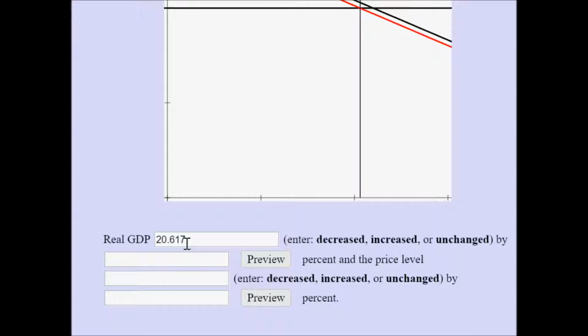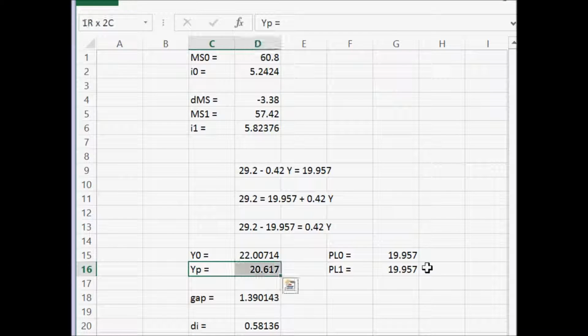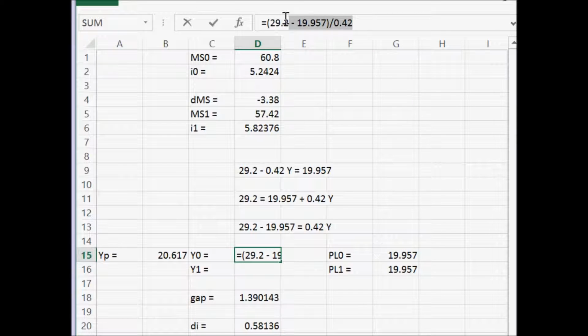Actually, this 20.617 doesn't go here. I need to put it on my spreadsheet, right? So the original price level was the intercept of short-run aggregate supply. The final price level is the same thing because the short-run aggregate supply curve has no slope. I'm going to move this over here so I can calculate the new GDP level. And I don't ask for these new values, but you have to calculate the percent changes, so you kind of have to do this.